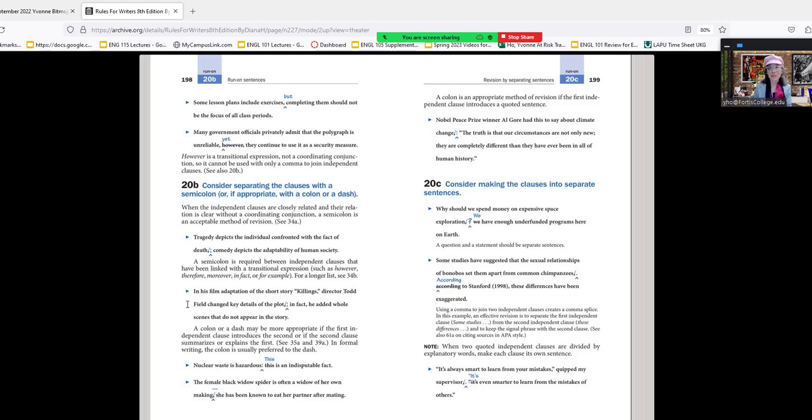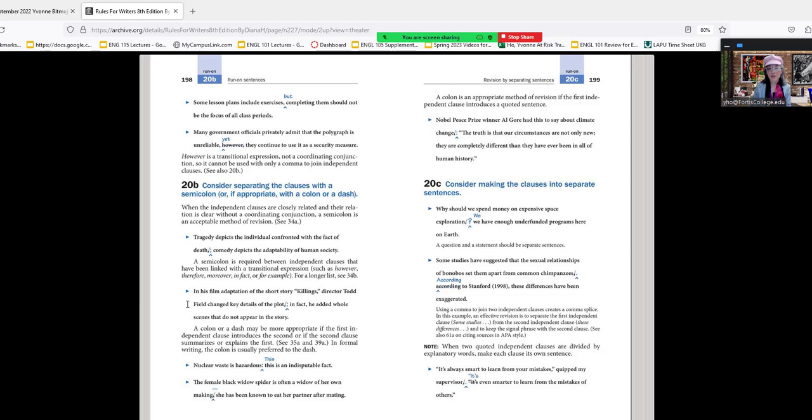A colon is an appropriate method of revision if the first independent clause introduces a quoted sentence. Nobel Peace Prize winner Al Gore had this to say about climate change: "The truth is that our circumstances are not only new, they are different, completely different than they have ever been in all of human history."